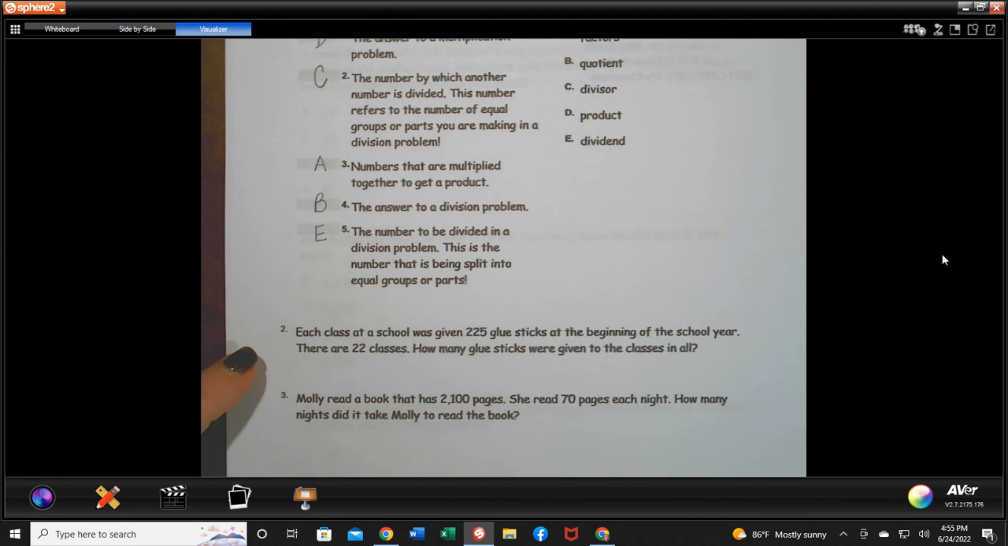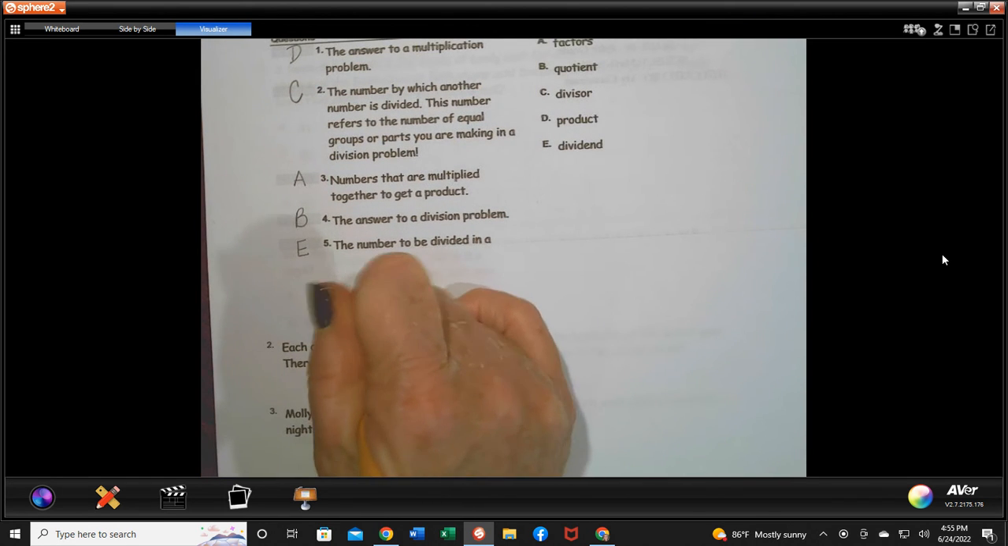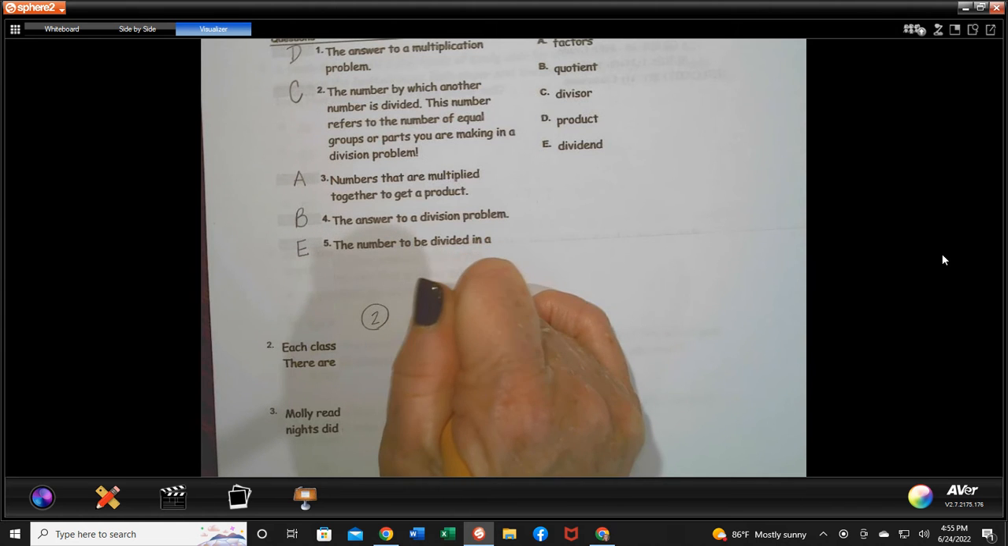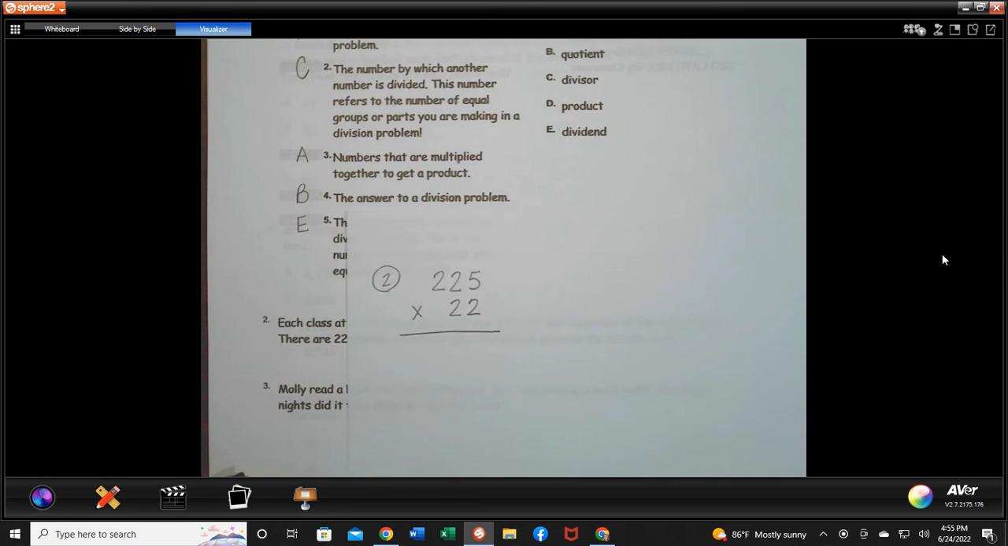So we have 225 glue sticks, and there are 22 classes that are receiving them. So that's 22 groups of 225. So that is multiplication. So we're multiplying. I'm going to put 225 times 22. All right. Don't forget, when we multiply, we put the factor with the most digits on the top.